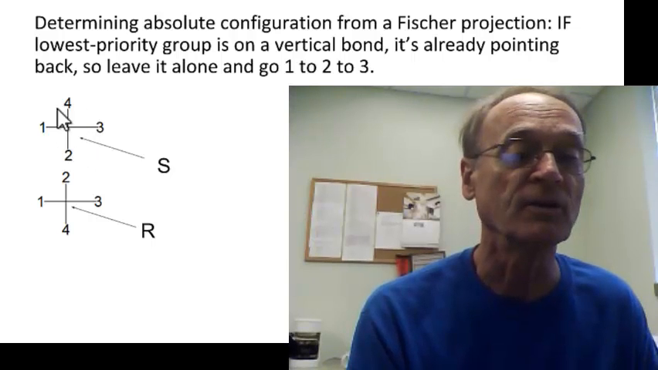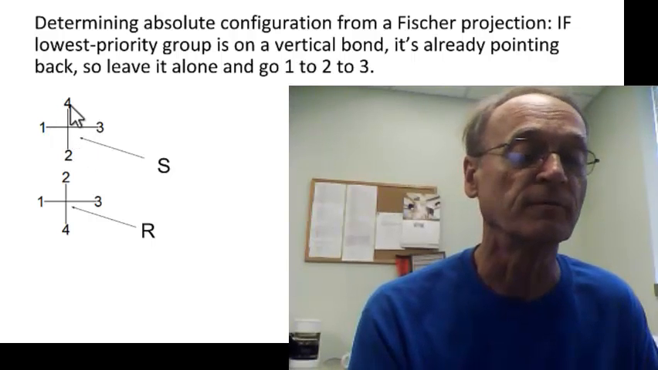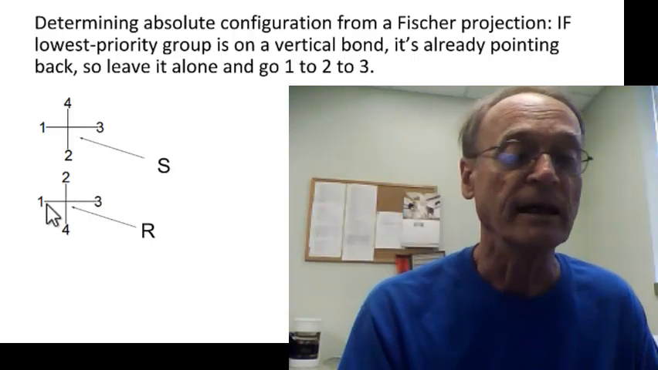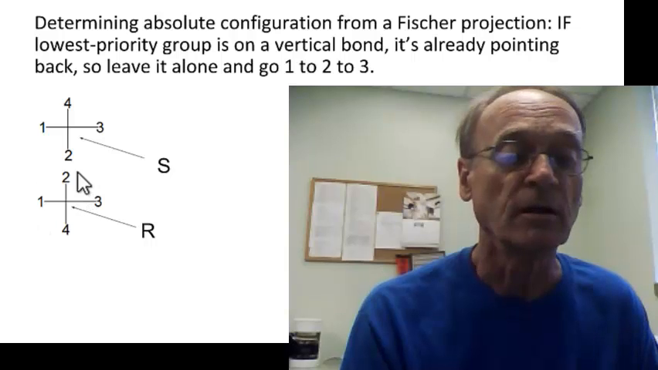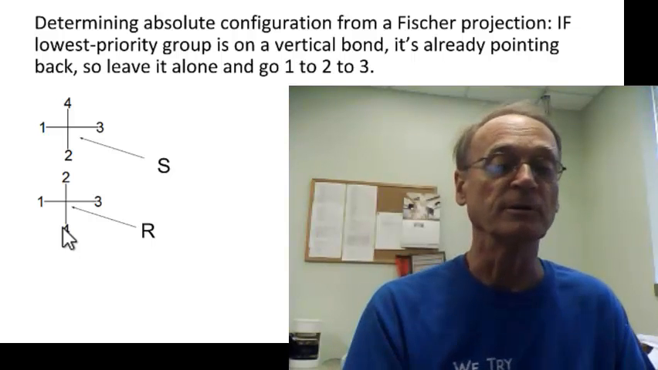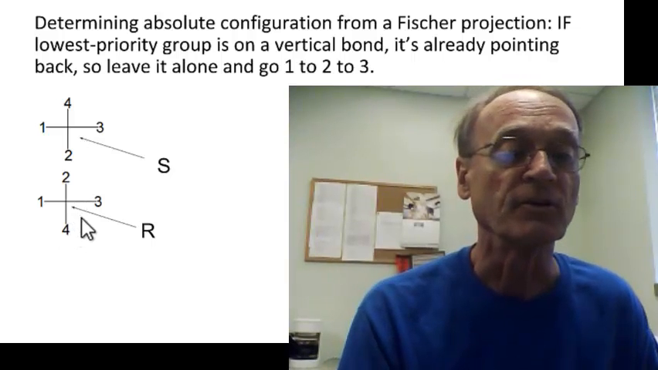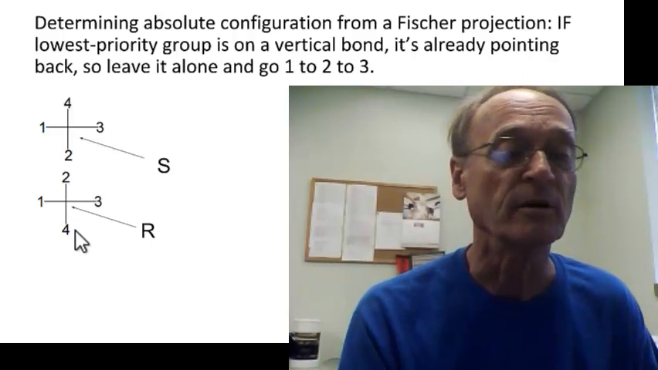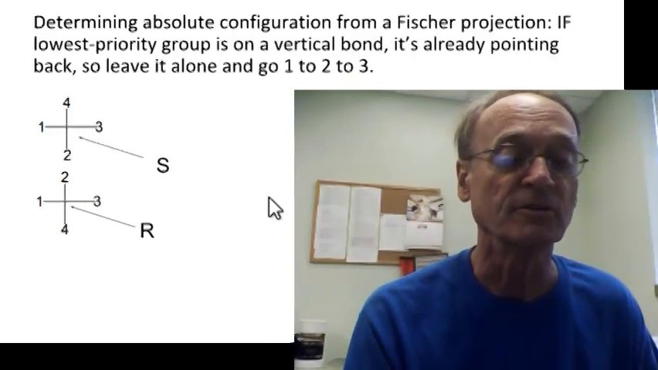In this case, it appears to be S, and since the number 4 group, the lowest priority group, is on a dotted line, it is S. And here, this one, 1 to 2 to 3, clockwise around the center, 1 to 2 to 3. And since the lowest priority group is on a dotted line, it is what it appears to be. So this one was S, and this one was R, which kind of makes sense because these 2 obviously are mirror images of each other, so one should be S and the other one should be R.